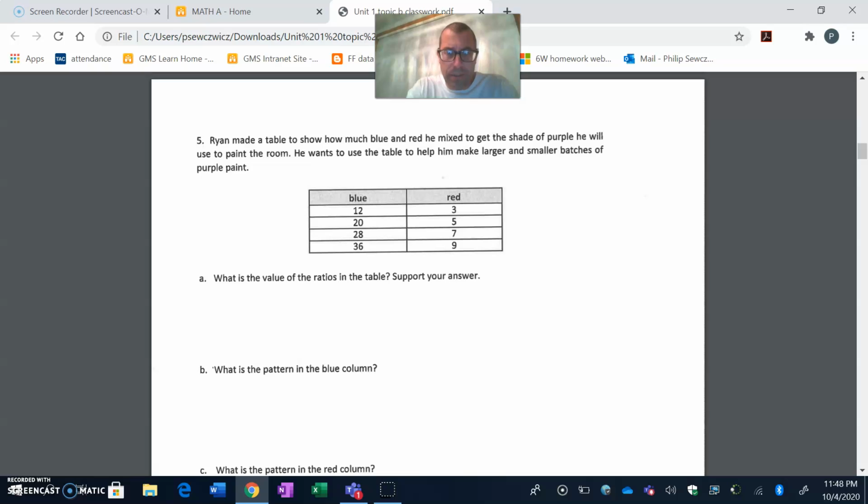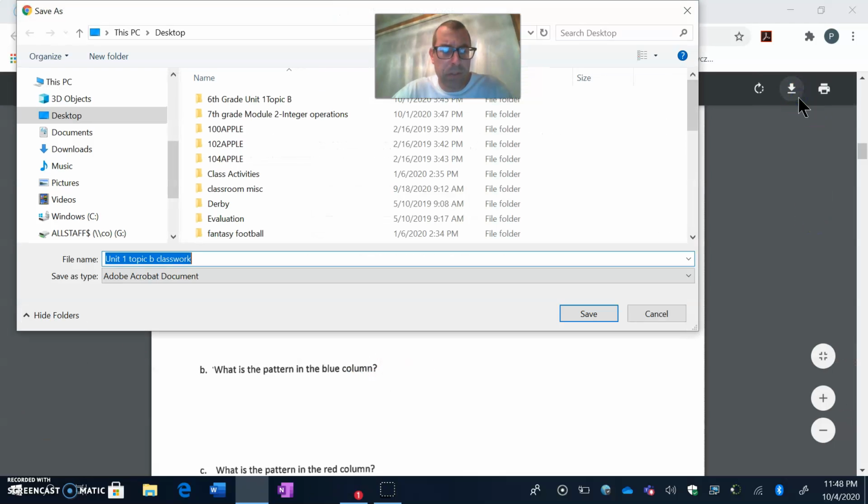So we've got ourselves a nice little table here with blue and red paint. We're making purple. But they make some pretty good comments here. For example, it says, what is the value of the ratios? Well, remember for the value, you've got to simplify it. So we've got to figure out what we can end up dividing by. In this particular case, we look at what we've got and figure out what we can pull out of each of them.